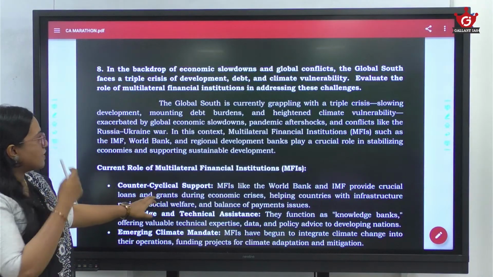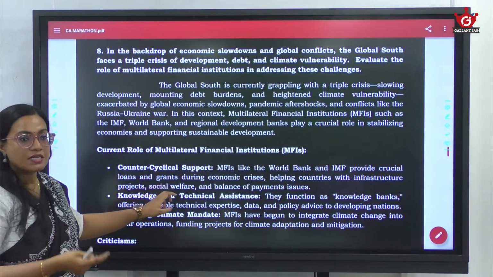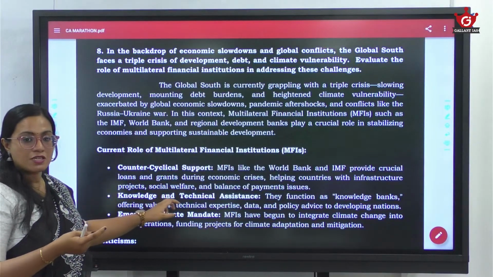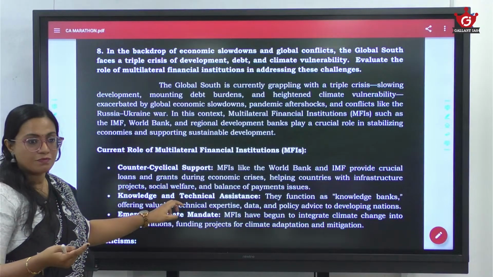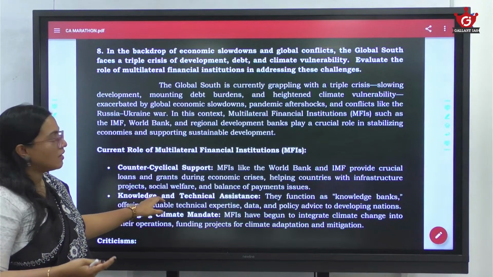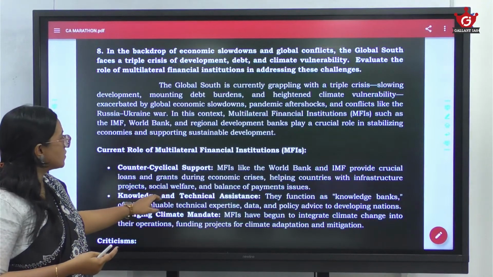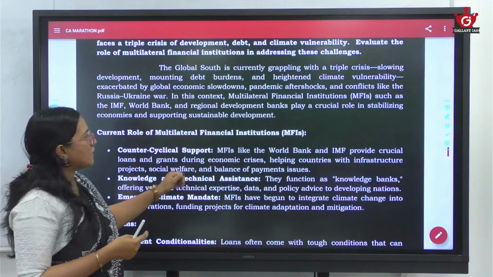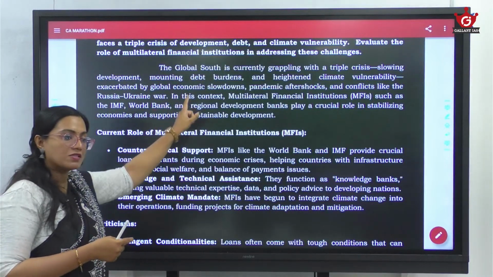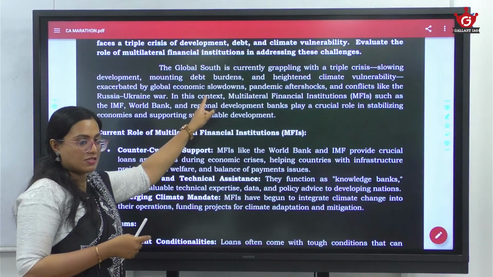Evaluate the role of multilateral financial institutions in addressing these challenges. What are the multilateral financial institutions? World Bank, IMF, ADB, like that. Okay, so what is their role in addressing these challenges? That's the question. The Global South is currently grappling with a triple crisis. Mention about it. You are just mentioning the points which are mentioned in the question itself.